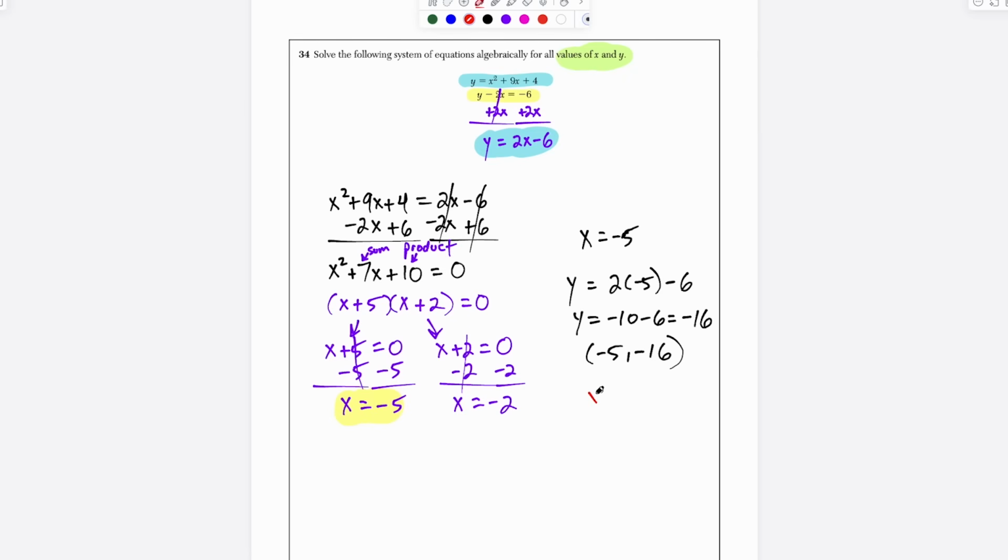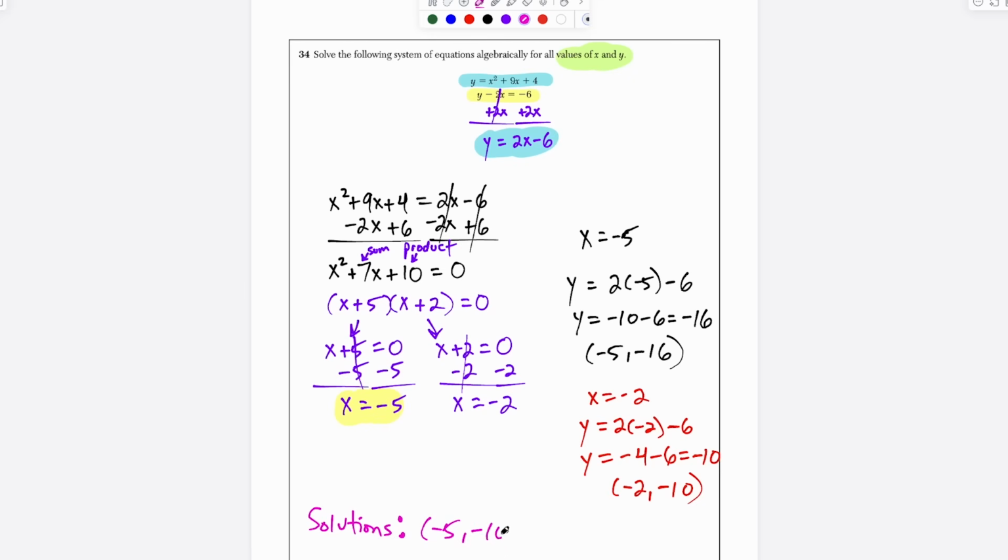So when x is equal to -2, y is equal to, we're using 2x minus 6 again, so we have 2 times -2 minus 6, which gives us y equals 2 times -2 is -4, and -4 minus 6 is -10. Okay, so when x is -2, the corresponding y value is -10. Now off to the side here, I'm going to write out our solutions. We have -5, -16, and -2, -10.